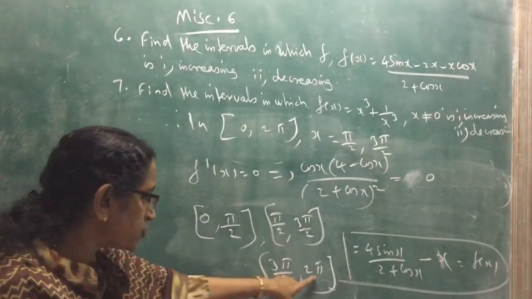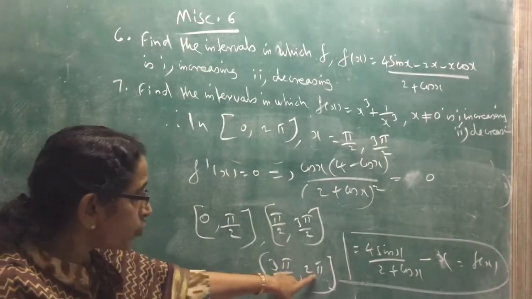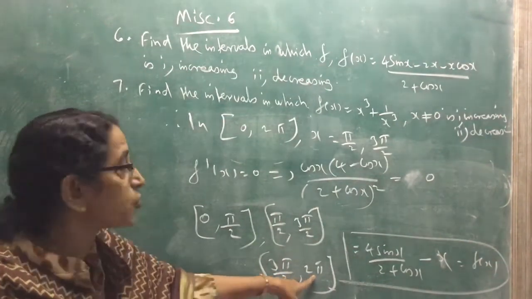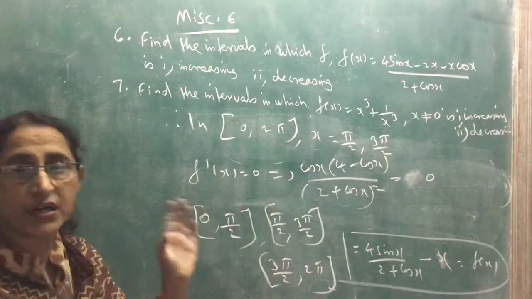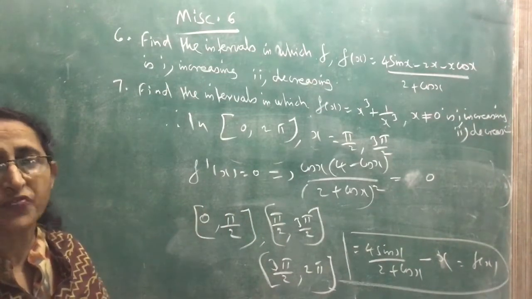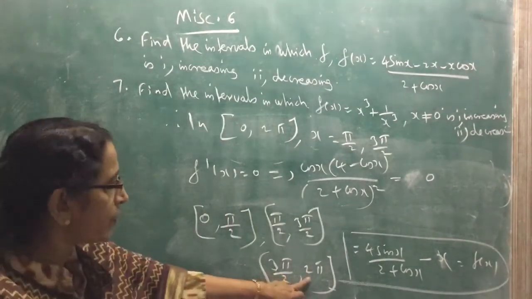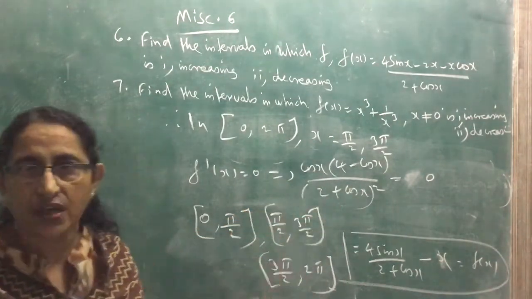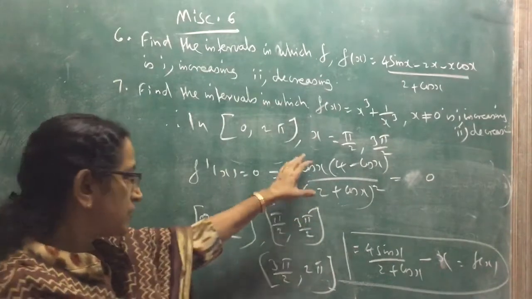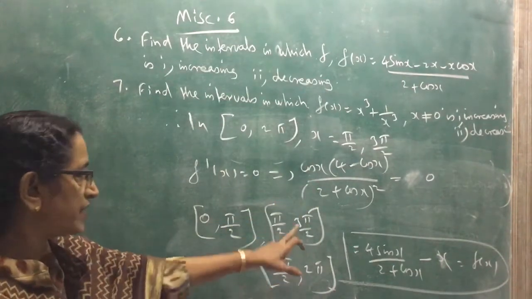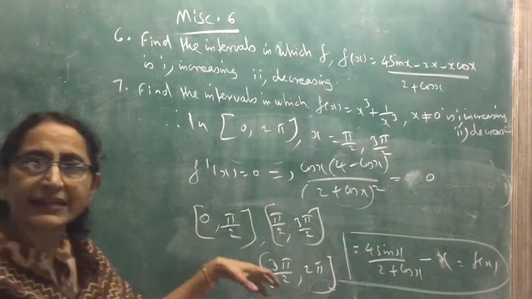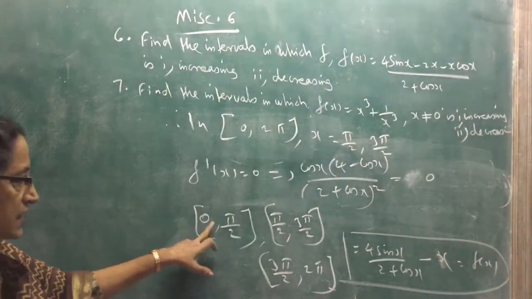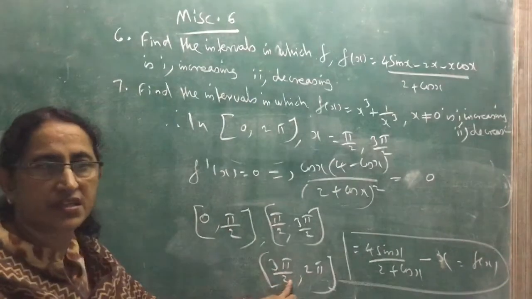Here for 3 pi by 2 to 2 pi, we can substitute 2 pi also, because at 2 pi, f dash x is not equal to 0. Only at the odd multiples, pi by 2, 3 pi by 2, 5 pi by 2. So you can substitute 2 pi also. Cos 2 pi is the same as cos 0, which is 1, positive. So here increasing, here decreasing, here increasing. Like that you can find out the intervals, and write the answer.